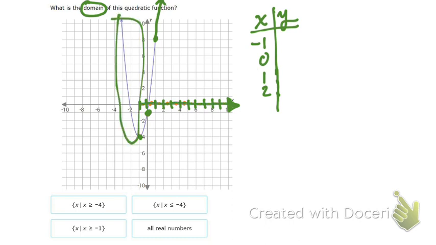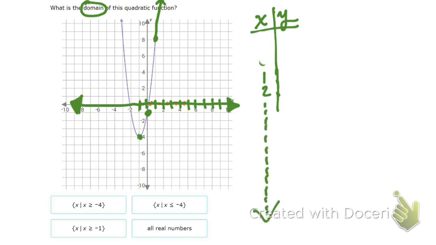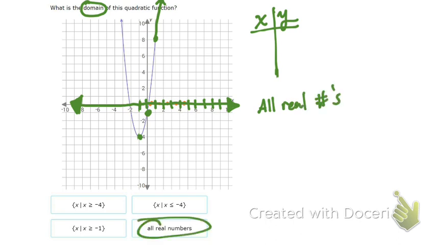But that's not it. What about this side of the graph? That's right. All of these x values will also be hit, the numbers and the decimal numbers. So instead of listing out every single number, including the decimals, which I didn't even write, there has to be a better way of writing this. And there is. All we have to do is write all real numbers. That's our answer.